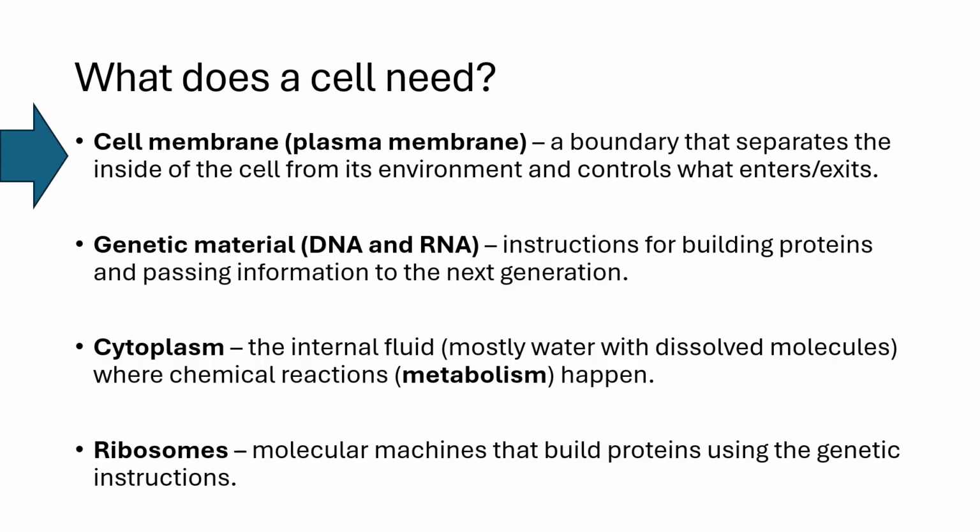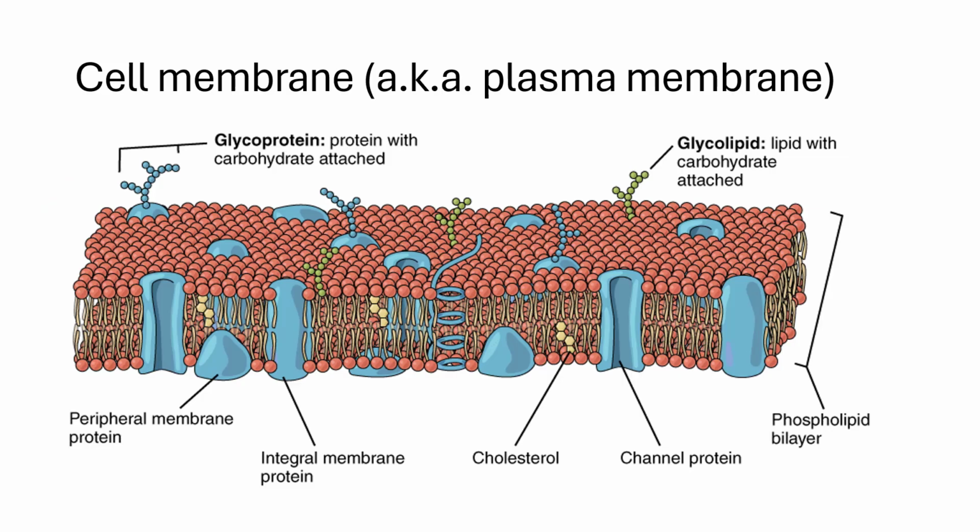First is the cell membrane, also called the plasma membrane. It's the boundary that separates the inside of the cell from its environment, and it also controls what enters and exits the cell. The cell membrane is a thin, flexible barrier. It separates the internal environment from the external. It's primarily made of a phospholipid bilayer. You'll also see, though, as an exception, that the archaea have a monolayer of phospholipids. But nonetheless, the primary molecule is phospholipids.